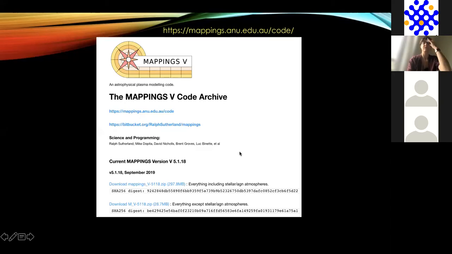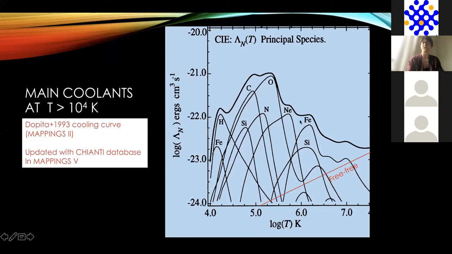So this is just to show you a copy of the page for the MAPPINGS 5, for those who want to run very fast atomic shocks. And just to give you an idea of what the main coolants are in that case: at very high temperature, this is log T, so super high temperature, there's just free-free. I mean, everything is ionized, all the atoms are ionized, so they become dominated by free-free. And then at lower temperature, you have iron, silicon, neon, oxygen, and carbon, of course, are the really dominant ones, and then hydrogen at lower temperature.